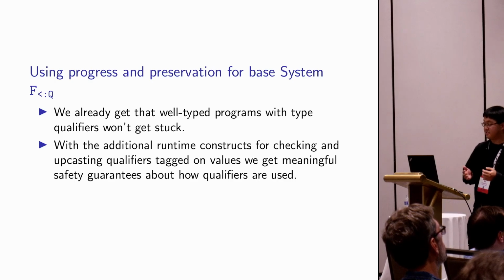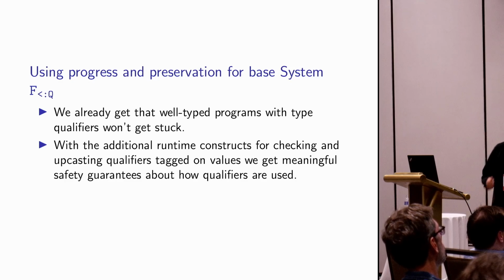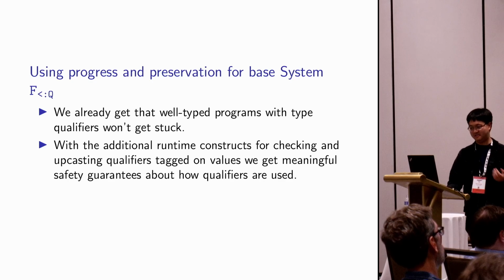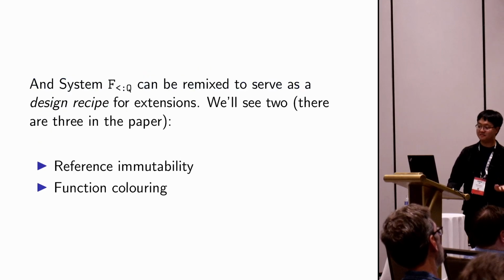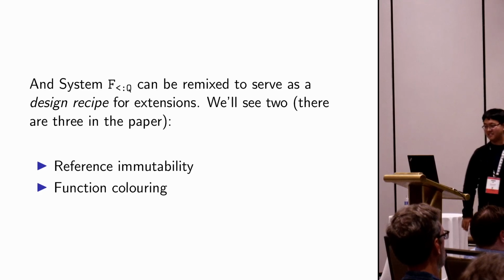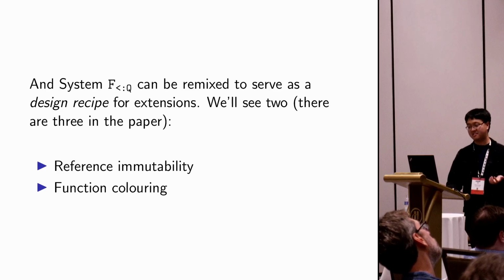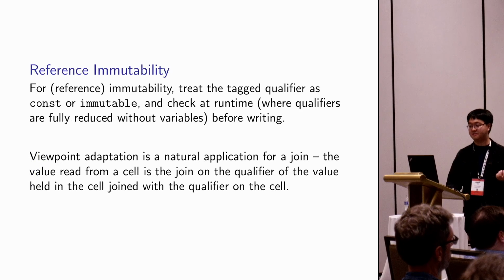And with the additional runtime constraints for checking and upcasting qualifiers, we get meaningful safety guarantees on how qualifiers are used, which we can use as a basis for the design recipe for some extensions. There are 3 in the paper. For brevity, we'll only do 2. I'll start by talking about reference immutability.